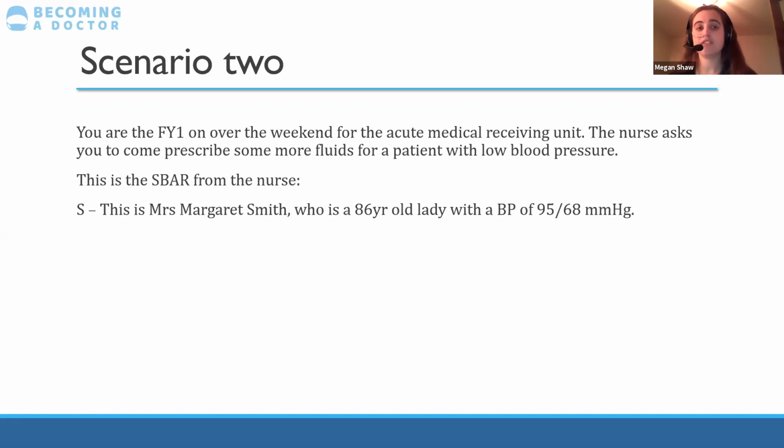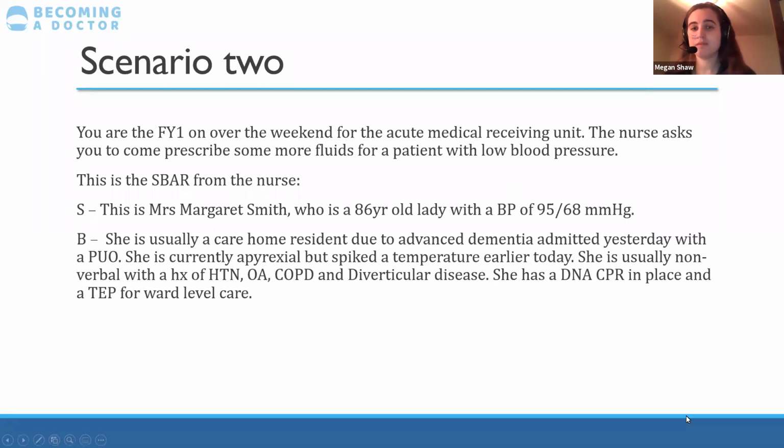So S, situation: this is Margaret Smith, an 86-year-old lady who's got a BP of 95/68. Background: as with most elderly patients in hospital, she has quite a complex medical background. She's usually a care home resident due to advanced dementia, admitted yesterday with PUO, pyrexia of unknown origin. She's currently apyrexial, but spiked her temperature earlier today. She's usually non-verbal, probably because of her advanced dementia, with a history of hypertension, osteoarthritis, COPD, and diverticular disease. She has a DNACPR in place and a TEP for ward level care. This is really important to know about a patient, and it's normally on the very front of their notes. A TEP, for anyone who doesn't know, is a treatment escalation plan.